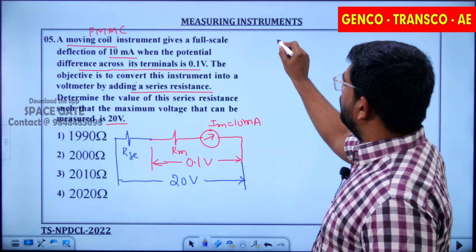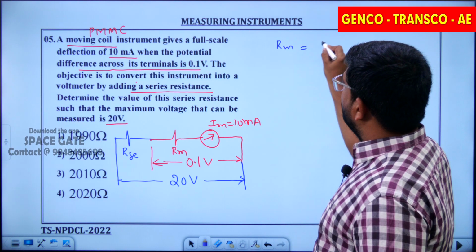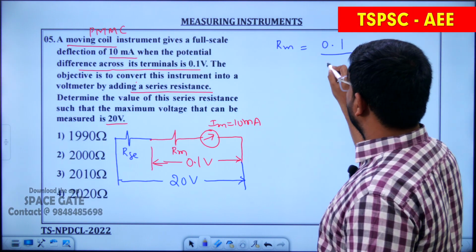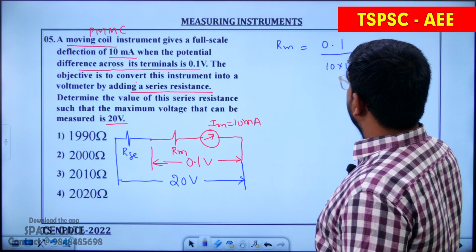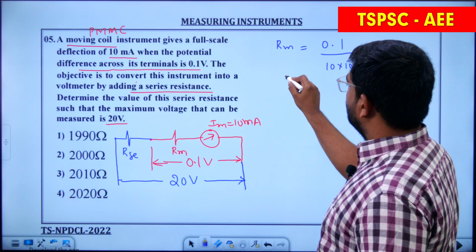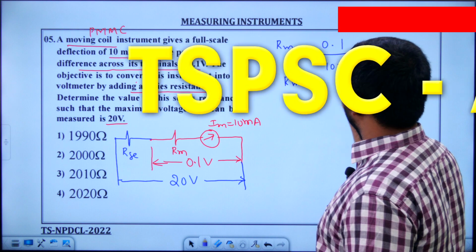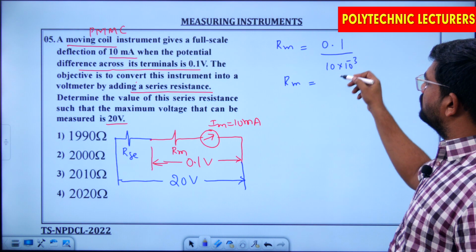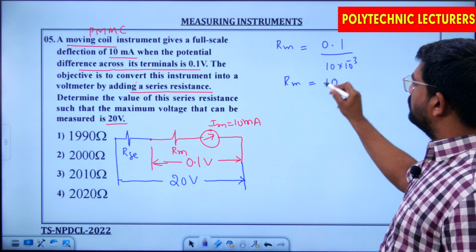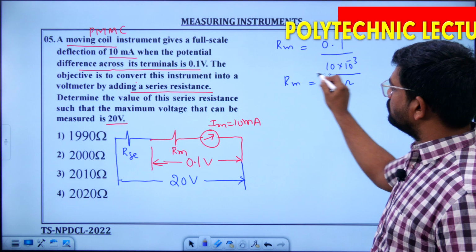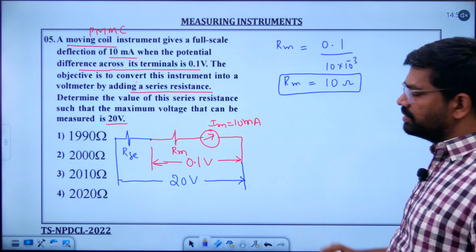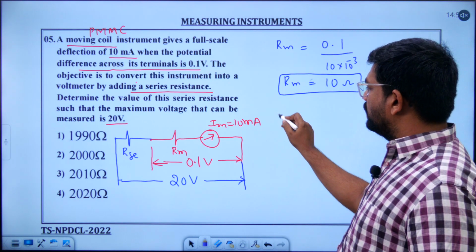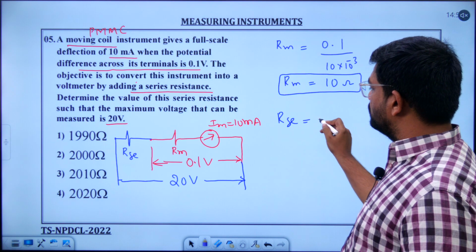So what is the meter resistance here? The voltage across it is 0.1, divided by the current, which is 10 into 10 power minus 3. Further, if you simplify, the meter resistance is 10 power minus 2 times 10 to the power of 3, which gives 10 ohms, right or not? The meter resistance we got is 10 ohms. Now what is the expression for the series resistance here?